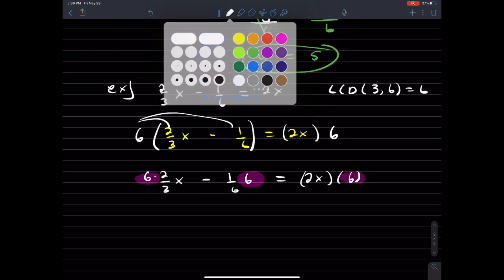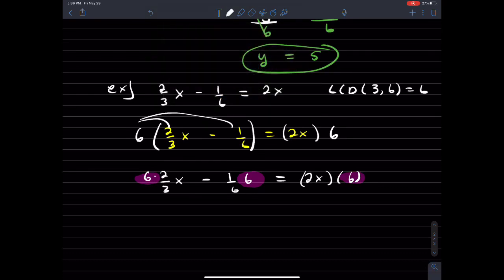It's the same thing. So now we do the math. 3 goes into 6 2 times. 2 times 2 is 4x. Or you could look at it.